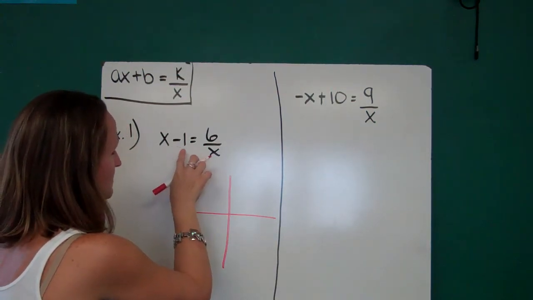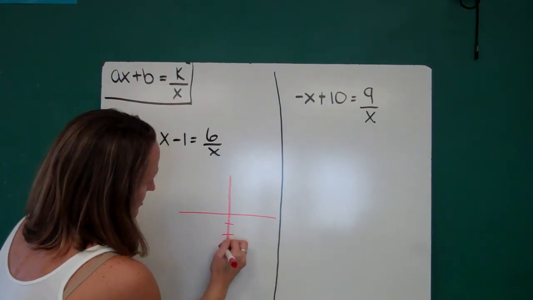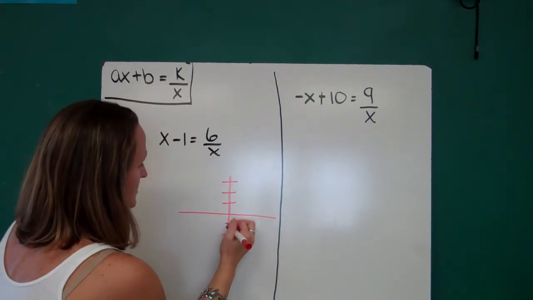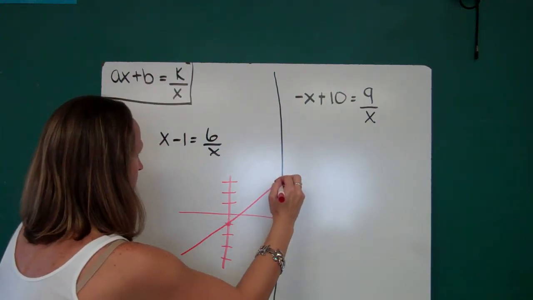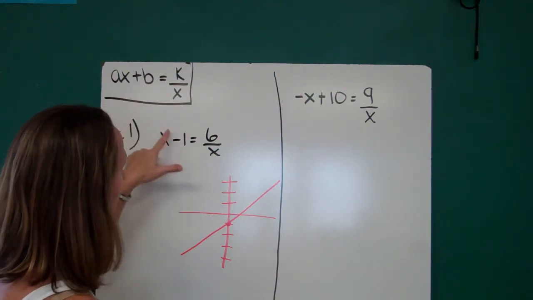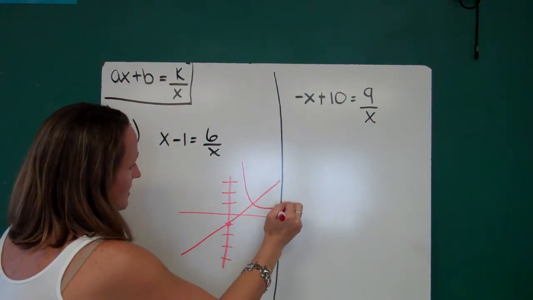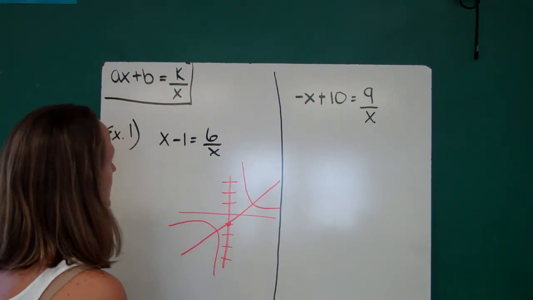So if we graph this, we know that x minus 1 means that it's going to cross. We'll go ahead and put some marks on here. So this still has a positive slope, but we got to cross somewhere down here. Okay? And we have our 6 over x, so it still has the same shape it had at the beginning. We're going to keep it like that.